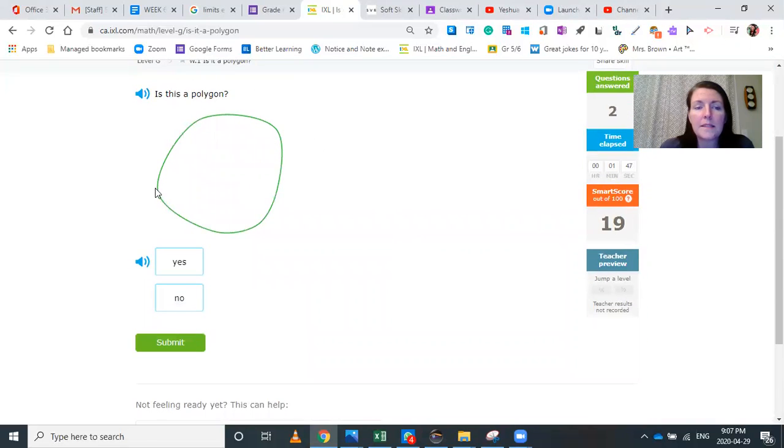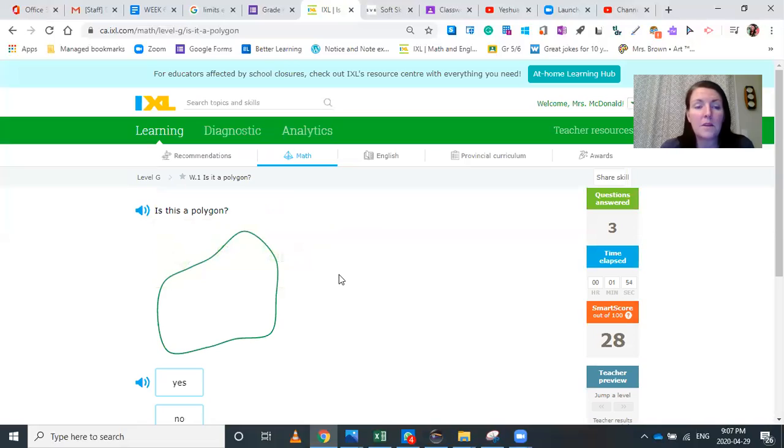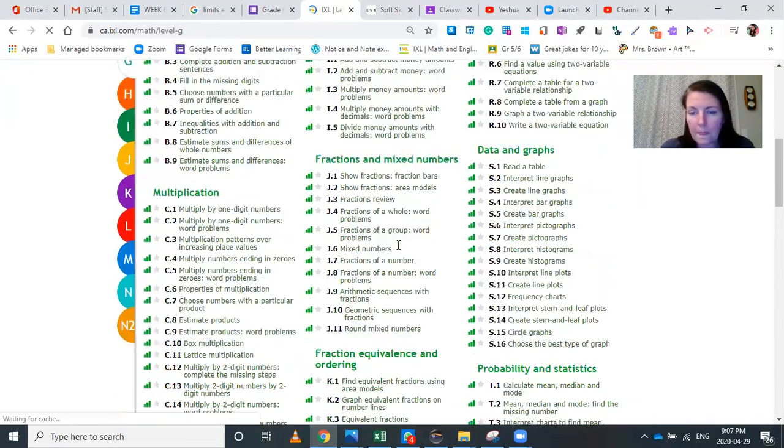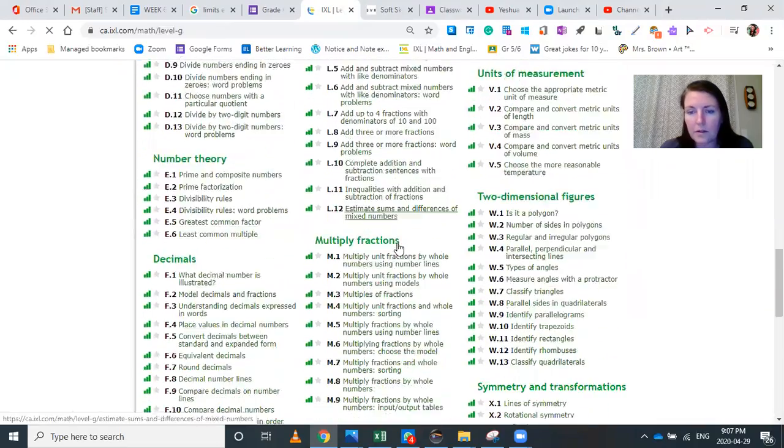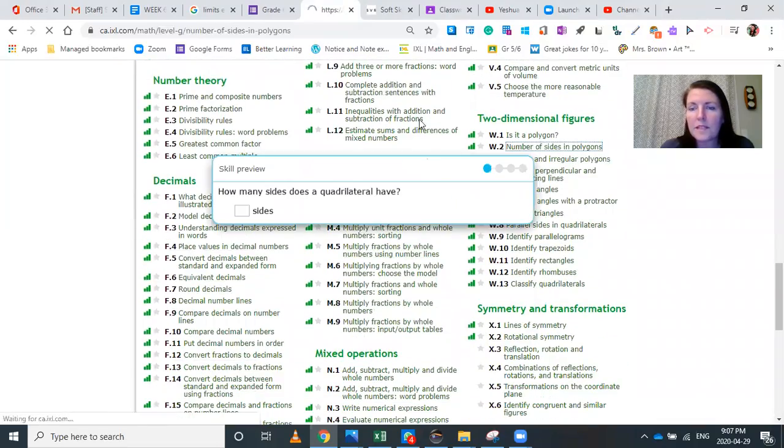One more together. Is this a polygon? It's closed, but it is not straight, so no. Okay, so you can continue with those. Let's look at W2. A little bit of scrolling down. Number of sides and polygons.